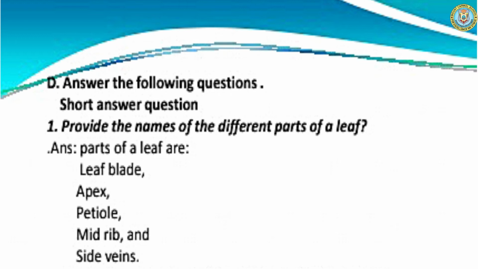Now we will start with the next question, that is short answer question. You have to answer the question in 2 to 3 lines. Okay? Should we start? Here the questions are appeared. The first question is, provide the names of the different parts of a leaf. ಇದೇನು ಕೇಳಿದ್ದಾರೆ? ಯಾವ್ಯಾವ ಪಾರ್ಟ್ಸ್ ಇದಾವೆ ಒಂದು ಲೀಫ್ ಅಲ್ಲಿ? In detail we have learned about plant leaf. Okay? Which are the main parts?